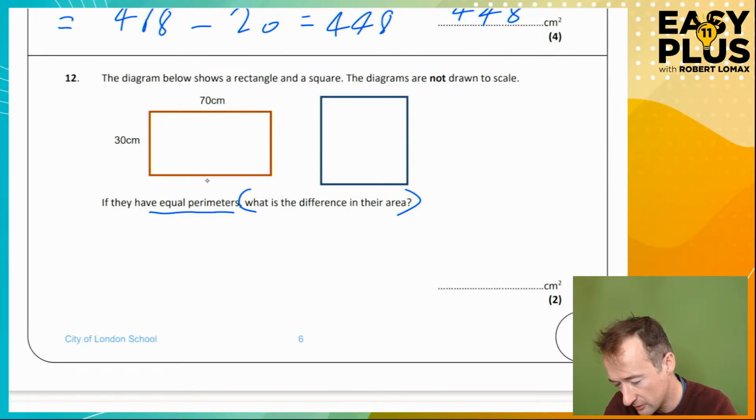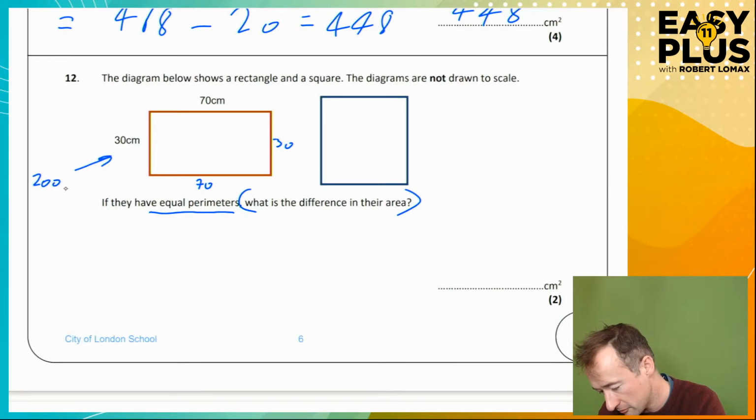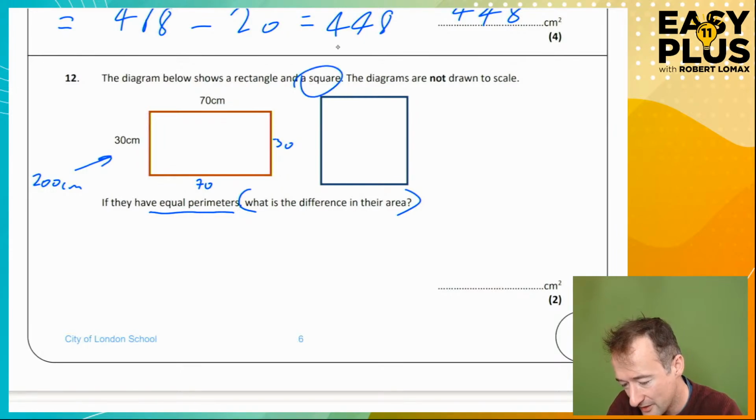It's a rectangle, so that's 70, so this is also 70. That's 30, this is also 30. What's the perimeter of this? So the perimeter there is 70 plus 70 plus 30 plus 30, which is 200, isn't it? 70 plus 30 is 100, 70 plus 30 is 100, 200. 200 centimeters perimeter. So this here is a square.